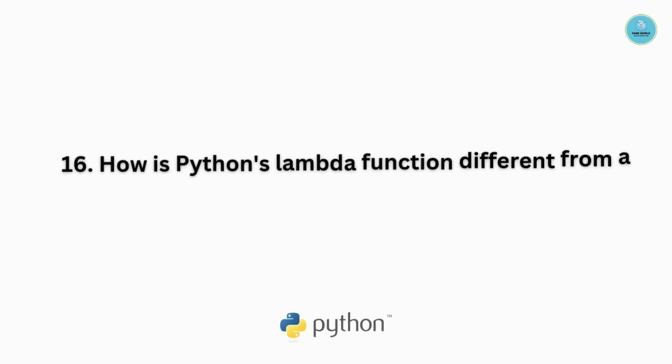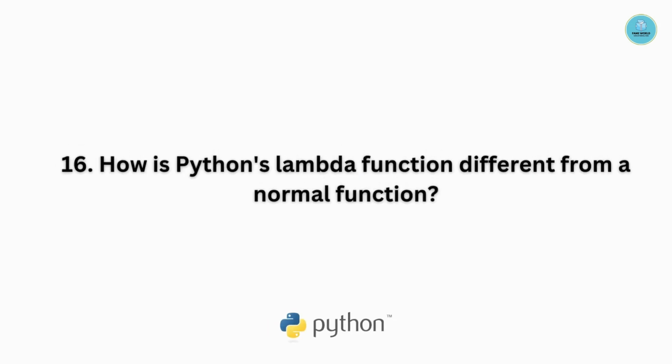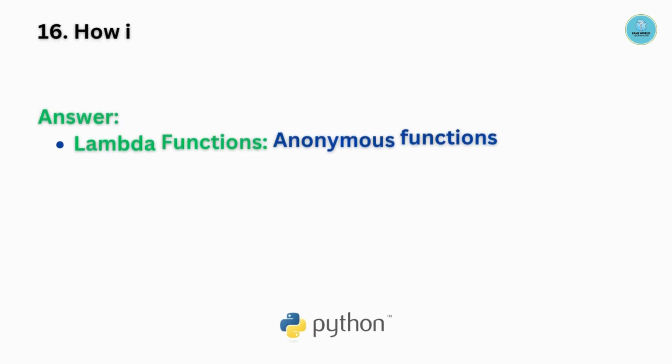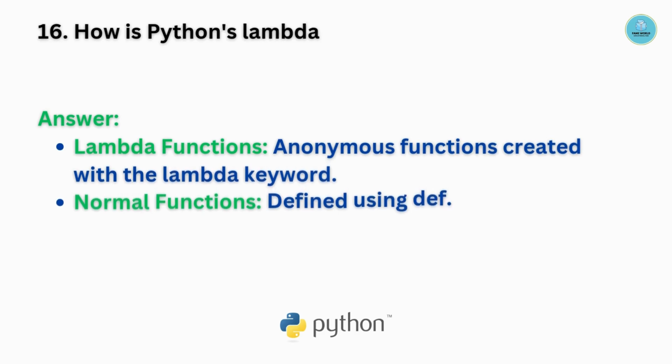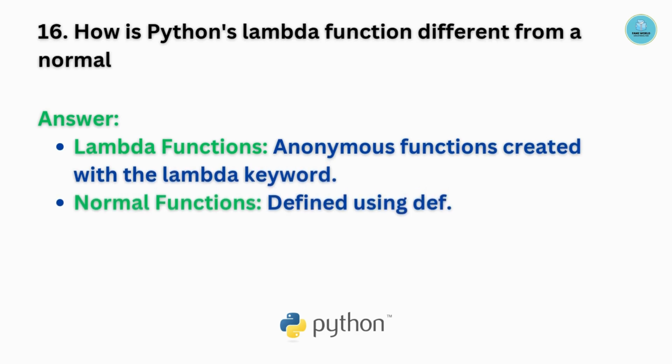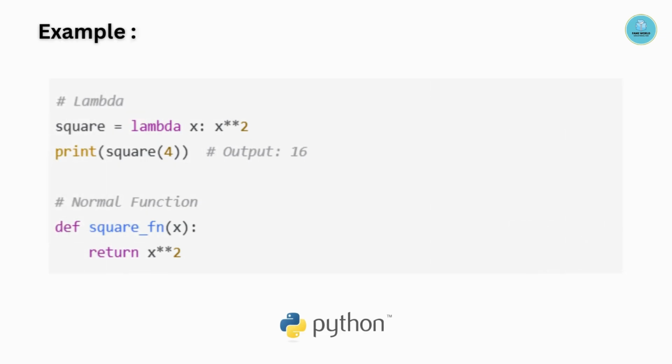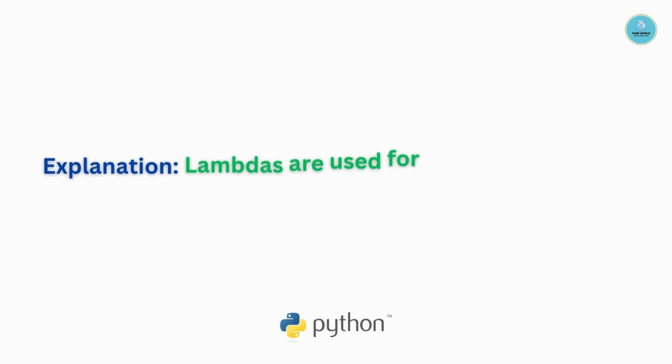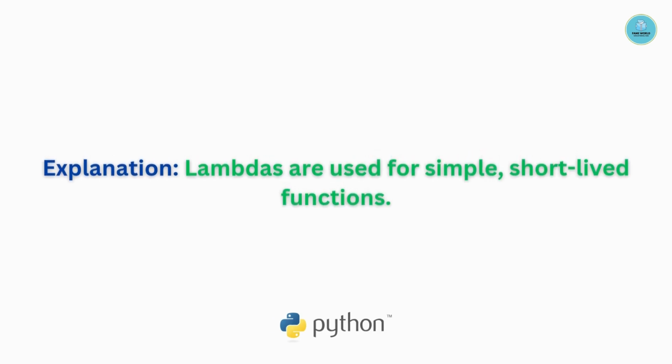Question 16. How is Python's lambda function different from a normal function? Lambda function is also known as an anonymous function, which is created with the lambda keyword. Normal function is defined using the def keyword. Example is as follows. Lambdas are used for simple short-lived functions.